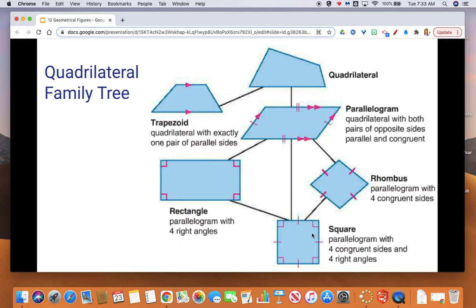Below at the very bottom, we see our most specific type of parallelogram here, which is our square. We have all four sides are equal. All four corners are 90 degrees. Okay, so you may have heard people say before, oh, a square is a type of rectangle. It is, but it's more specific because we have all four sides being equal, so we would call it a square.